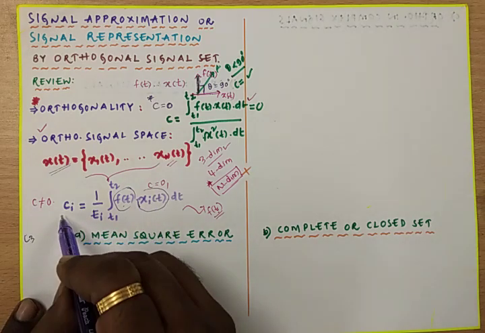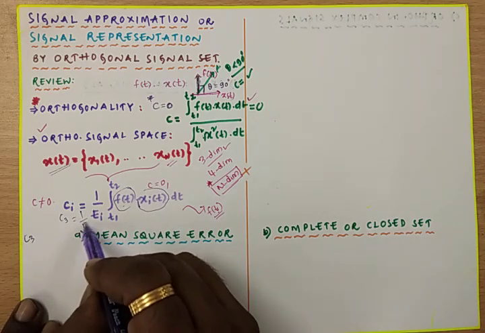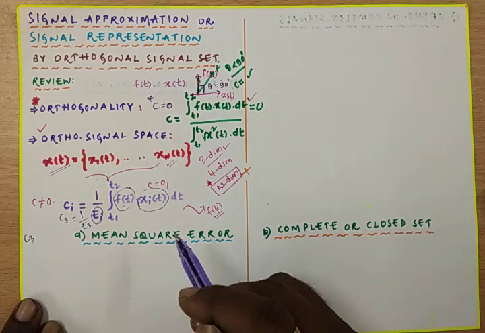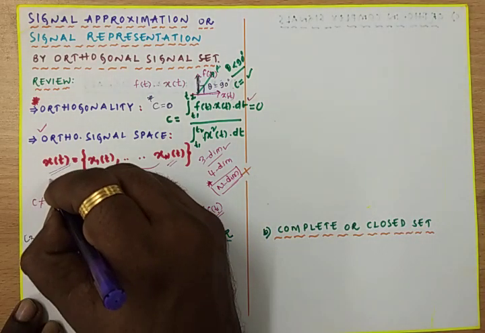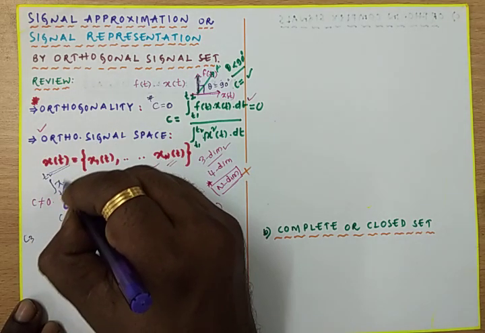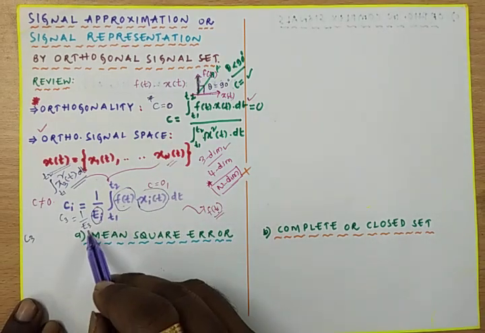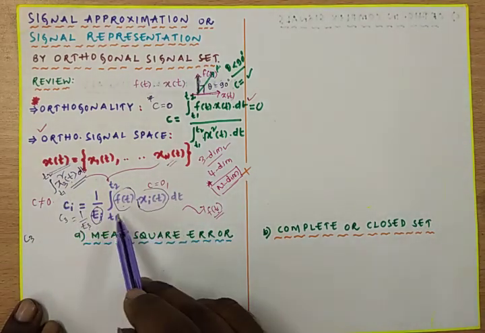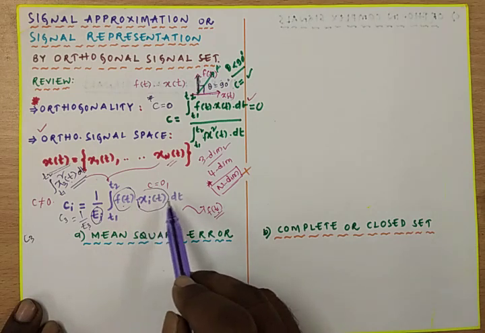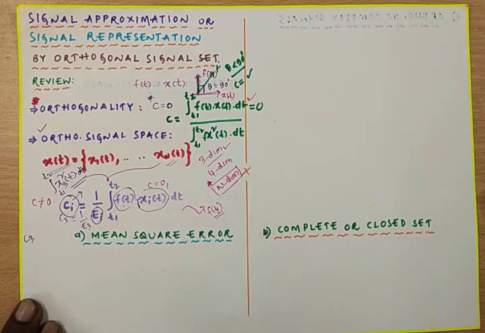So here C3 is equal to 1 by E3, which is the energy of that x3 of t signal. Energy can be calculated as integral t1 to t2 of x3 of t whole square dt. We can calculate energy like this, and integral t1 to t2 f of t into x3 of t dt. By calculating that, we can get the value of ci.